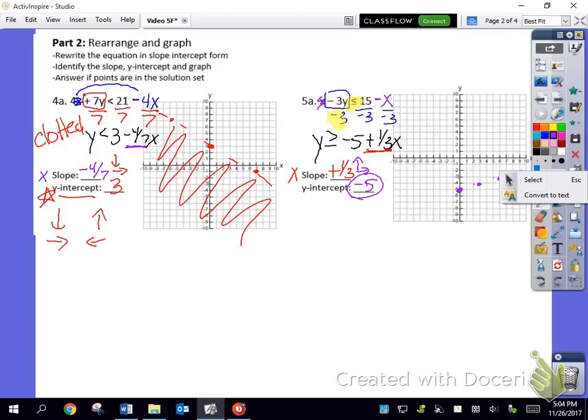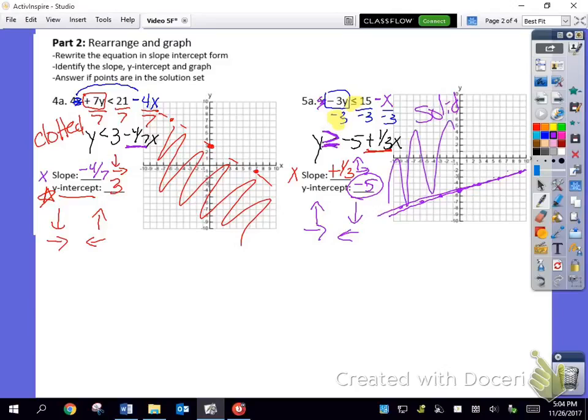Or you could go, instead of going up and to the right, down and to the left. So down 1 to the left 3, down 1 to the left 3. Now, there is a line, and so that means it should be solid. So draw a solid line, and it says greater than, so that should be above.